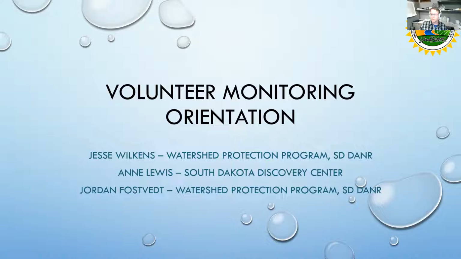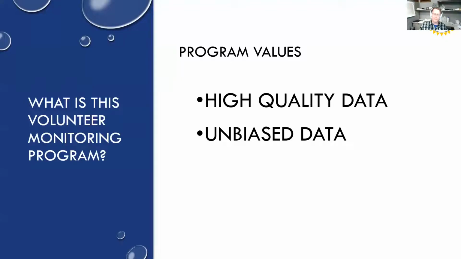Go to the first slide. So we're just going to jump right into what this program is all about. And really the focus and the values of this program are high quality data. So we're looking to collect data that is professional level quality. So we set the same standards for volunteers that we have for ourselves. So we want your data to be used for the same things that our data is and have the same kind of power and usefulness. So we really focus on quality, and we also look for unbiased data.